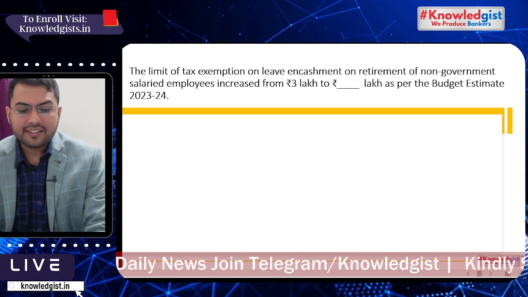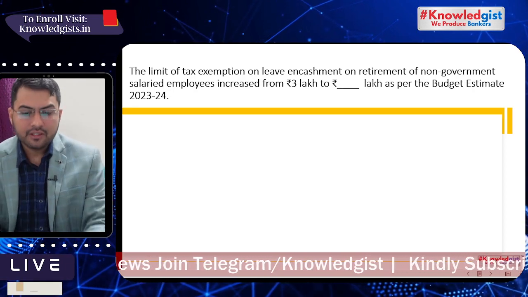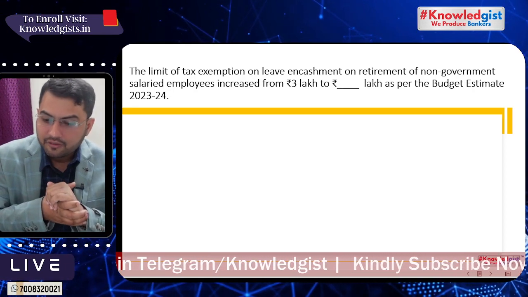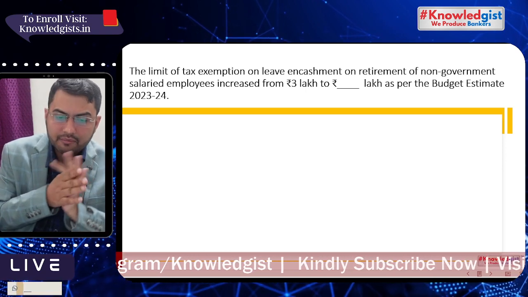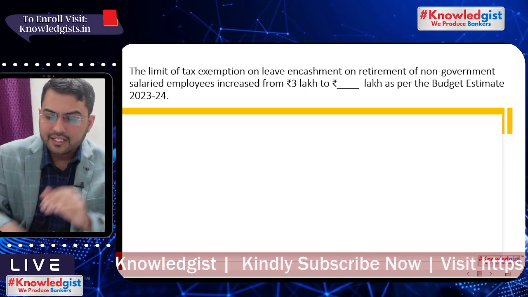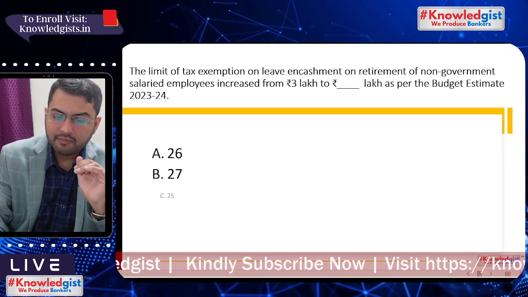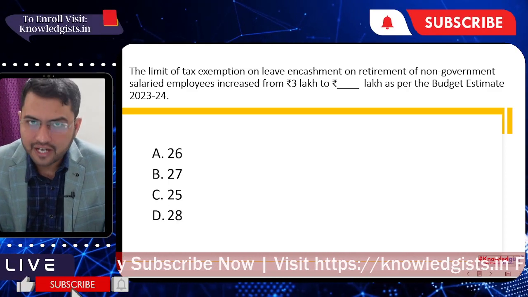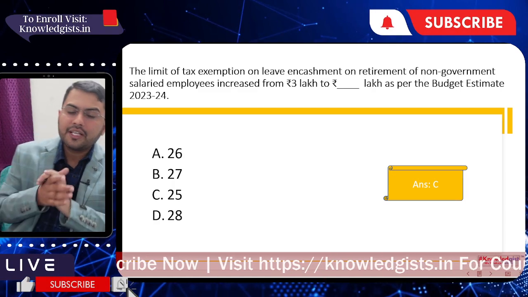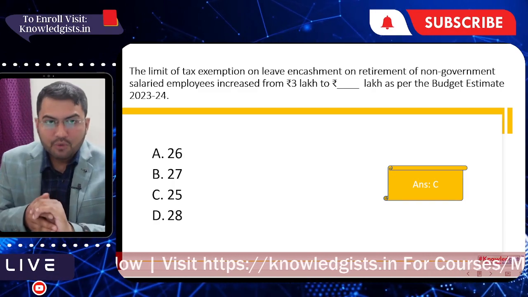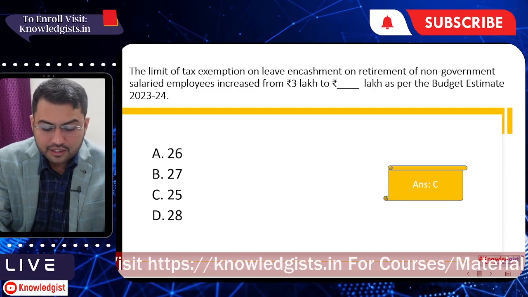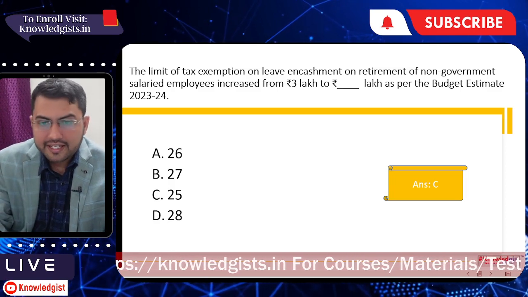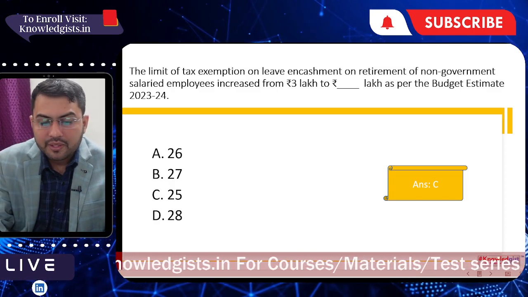Next question: the limit of tax exemption on leave encashment on retirement of non-government salaried employees is increased from 3 lakh to what amount? I hope you still remember it. It is 25 lakhs. The more MCQs we discuss, the more tiny updates of the budget will be remembered.